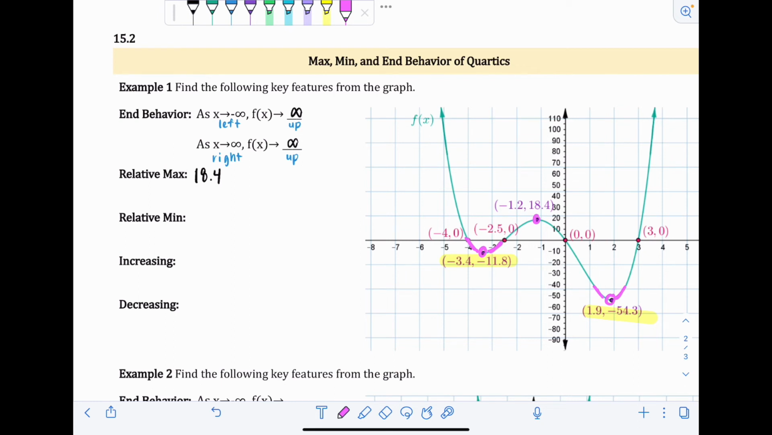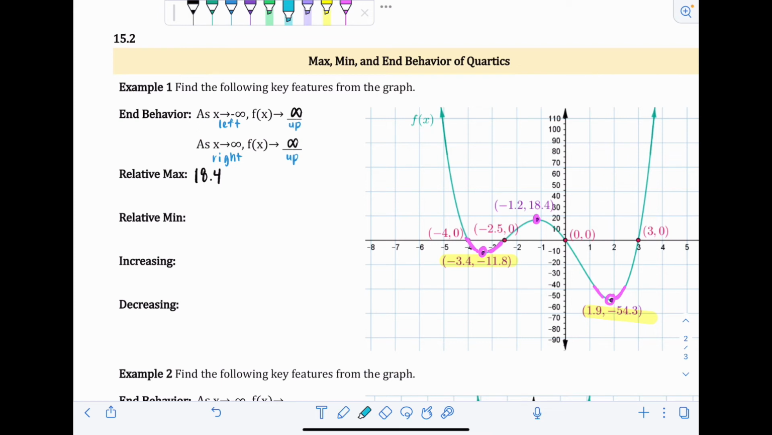So because we're talking about just relative max and relative min, we do have to mention both. If it was just overall minimum, it would definitely be the lowest point out of the two. It would just be that 1.9 and negative 54.3. And there wouldn't be a maximum if that was the case, but we're just talking about relative. And so every single change of direction has either a relative max or min.